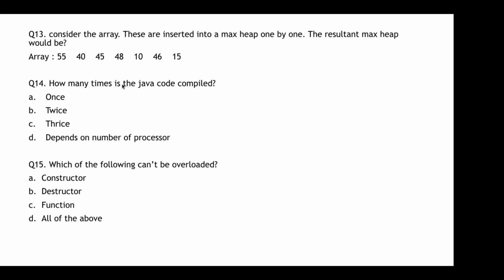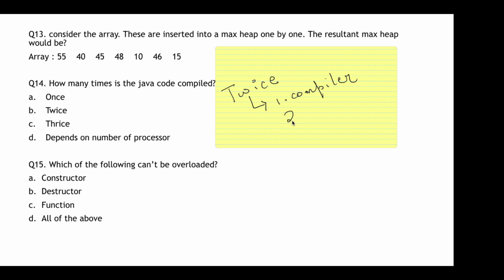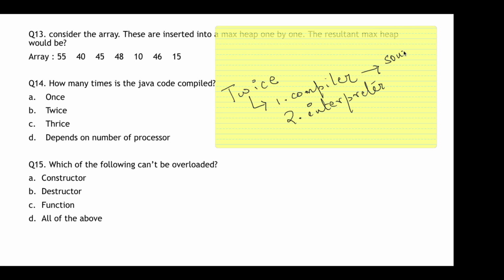It says, how many times is a Java code compiled? The Java code is always compiled twice. Why? Because first it is compiled by the compiler. Second, it is done by the interpreter. When? This one is done when the source code gets loaded to the class loader. At that time it's done. Second, when the class file is generated after the file is loaded into the class loader.